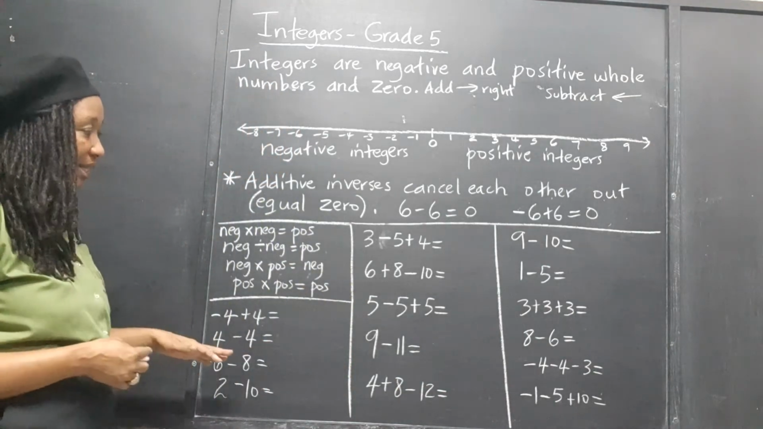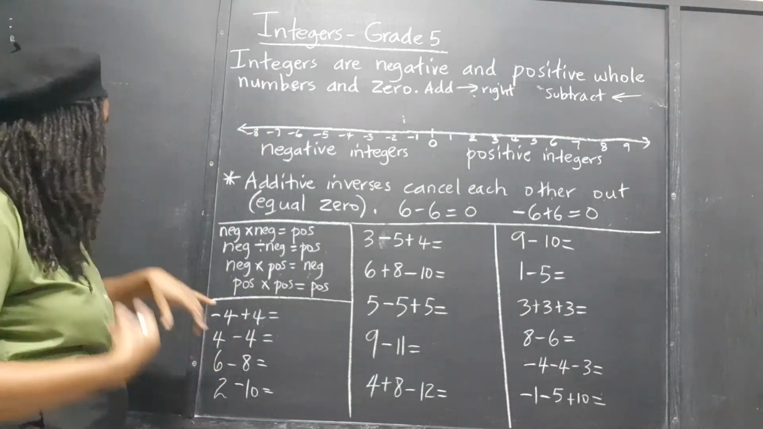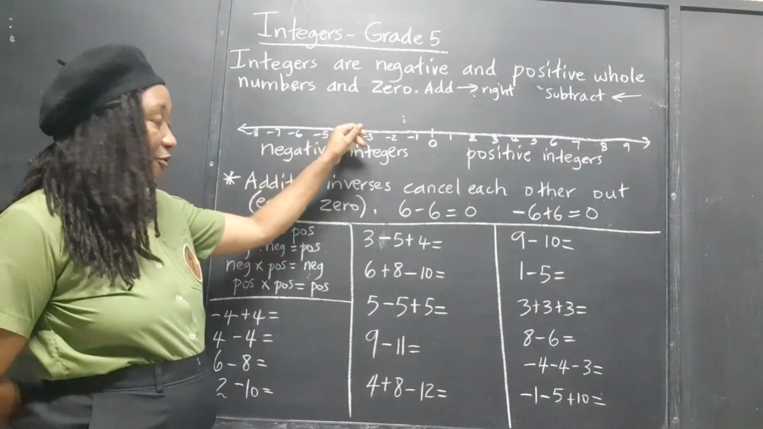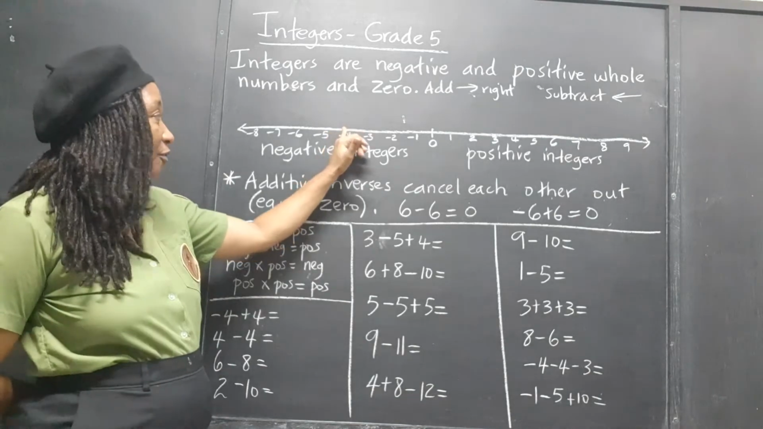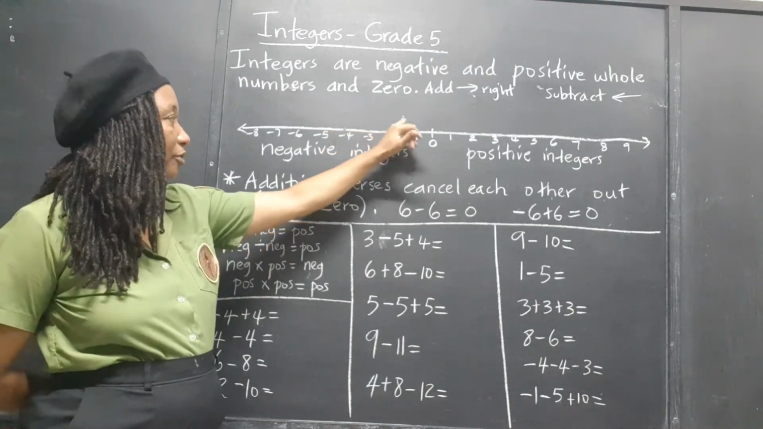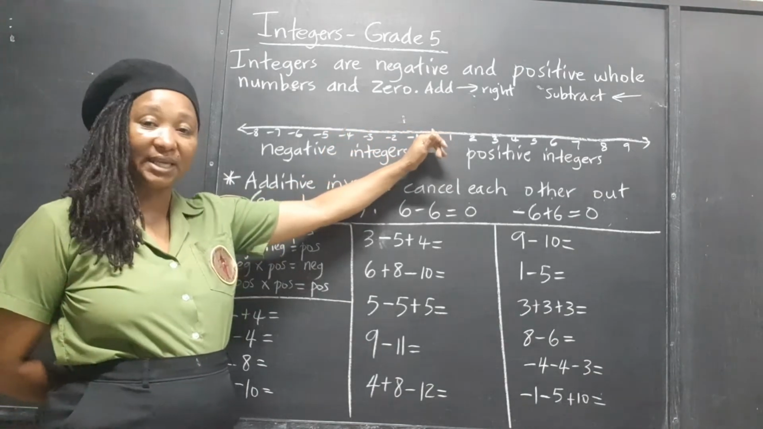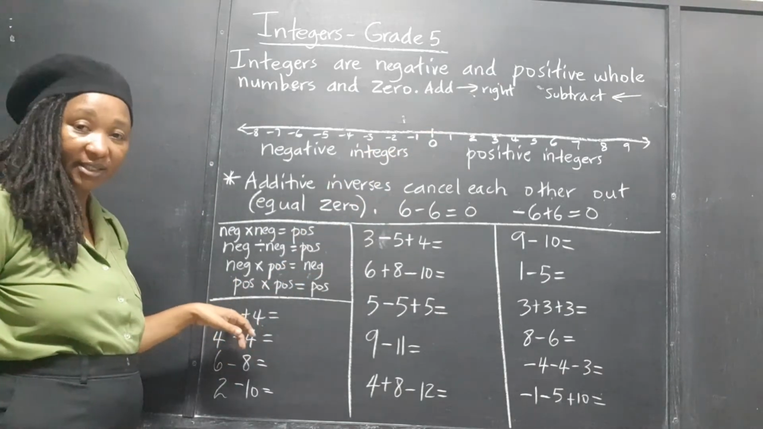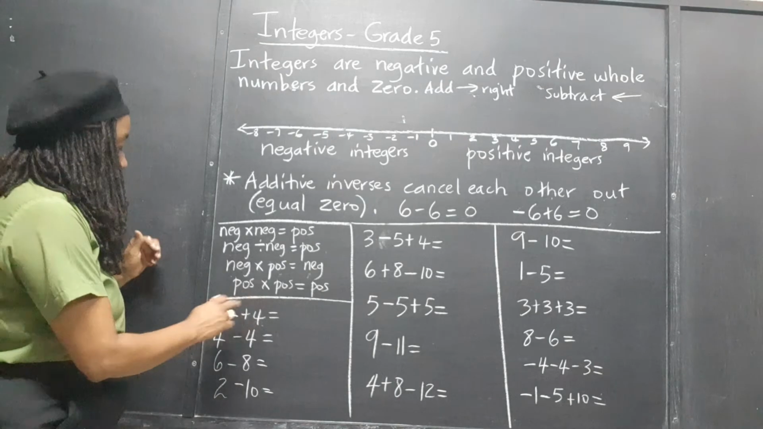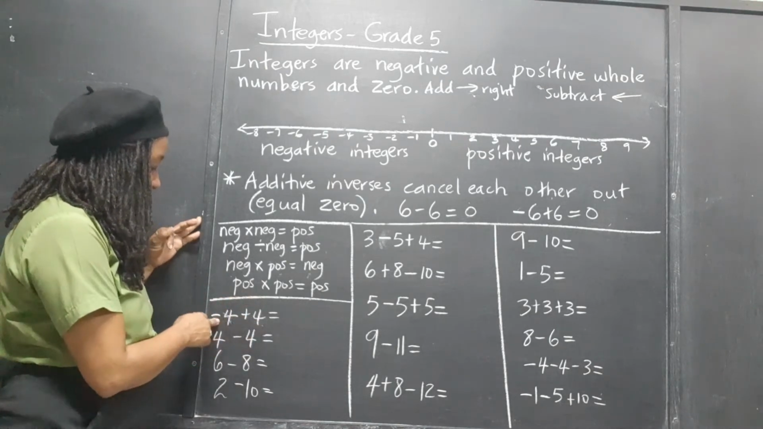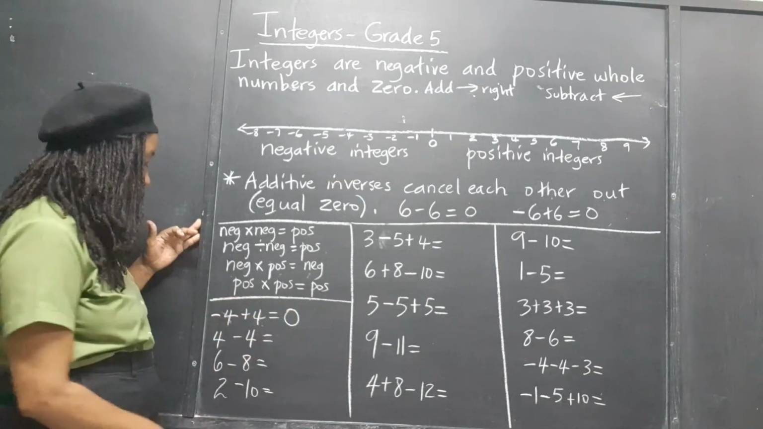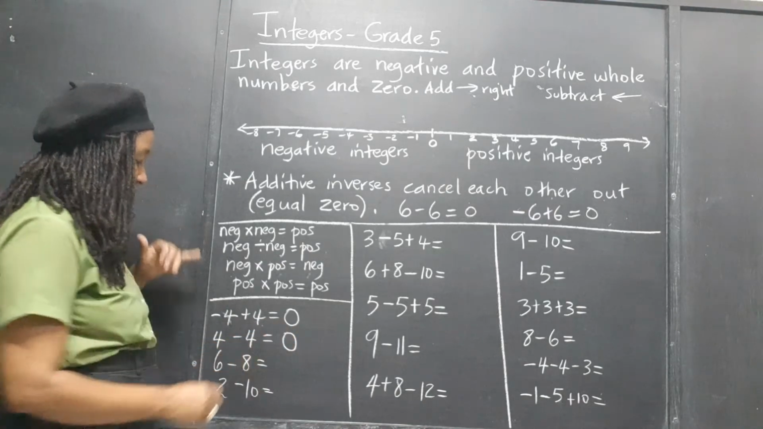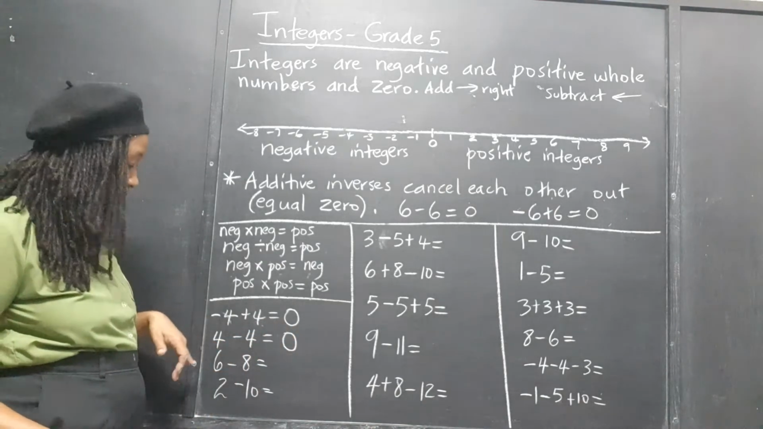So let's work these integers. We can use the number line. So negative 4 plus 4. We start at negative 4. We're adding 4. So we move 1, 2, 3, 4 places, and it takes us to 0. Like I said, these are additive inverses. So adding 4 to negative 4 would give 0. Taking 4 from positive 4 gives 0. Same operations.